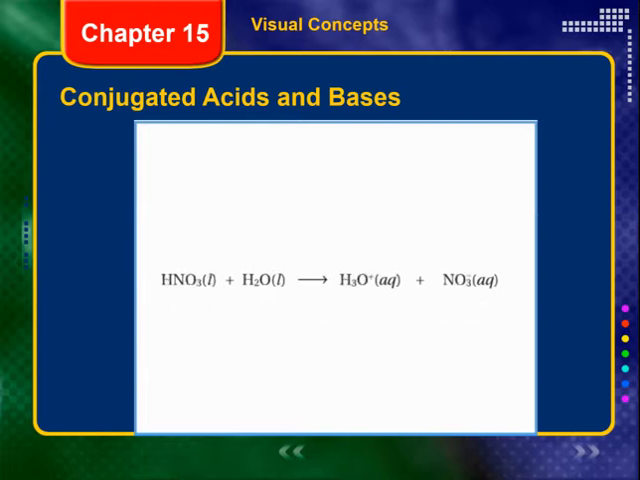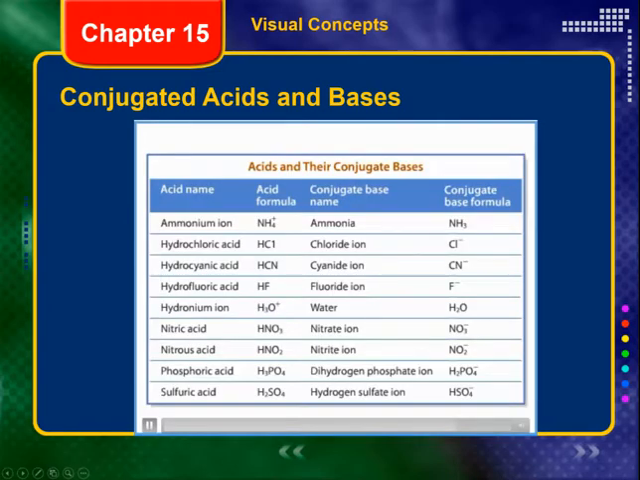When nitric acid reacts with water, water acts as a base. Nitric acid loses a proton to become the nitrate ion, and water gains a proton to become the hydronium ion. The nitrate ion is the conjugate base of nitric acid, and the hydronium ion is the conjugate acid of water. Acids and bases form conjugate acid-base pairs. Every acid has a conjugate base, and every base has a conjugate acid.